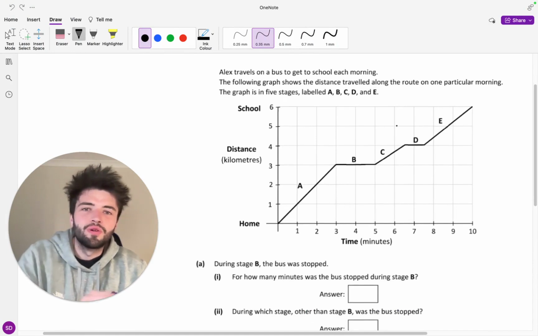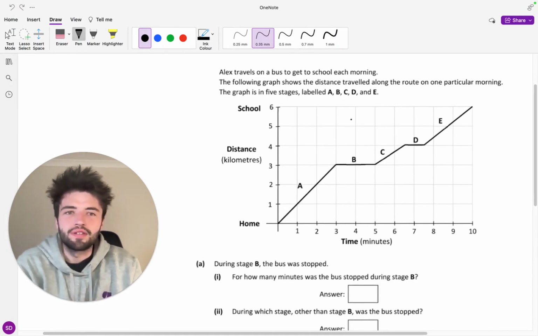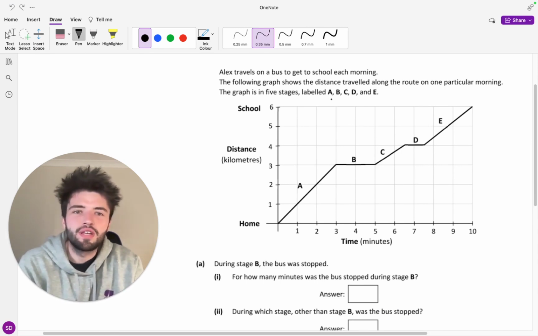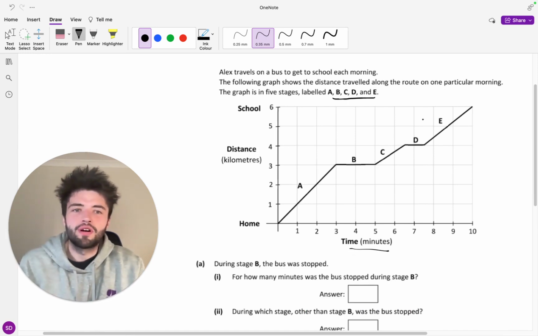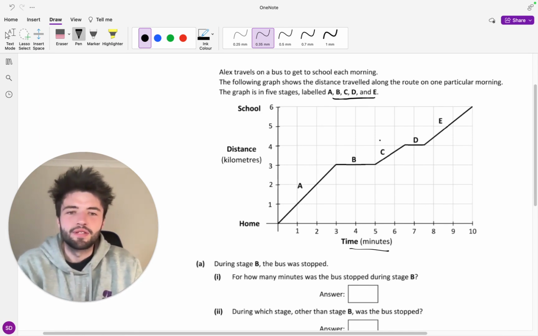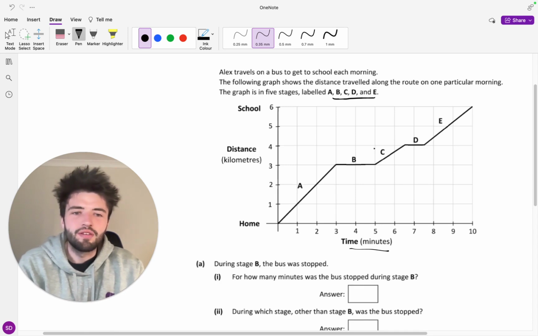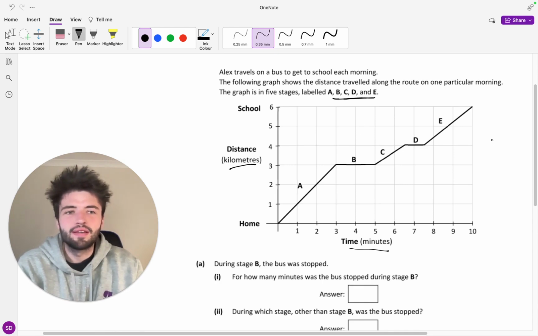So for this question, we're told that Alex travels on a bus to get to school each morning, and this is the graph of the journey. The graph is in 5 stages: A, B, C, D, and E. Time is on the bottom, and time should always be going across generally. That's how we always keep it, to always have these things working the same way. And then distance is going to be over here on the left. So distance increases up the way, and time increases across the way.